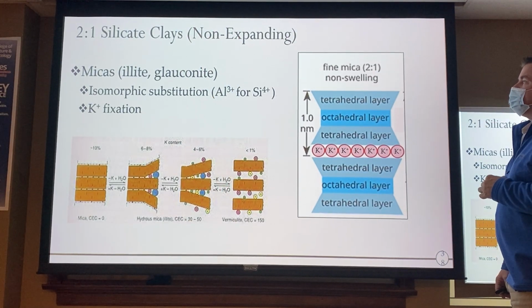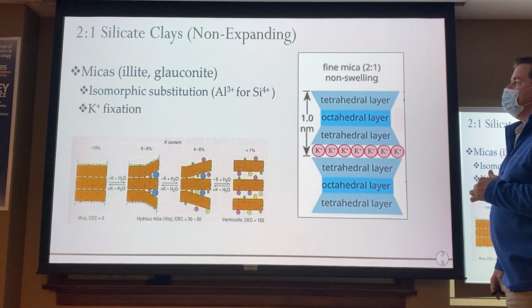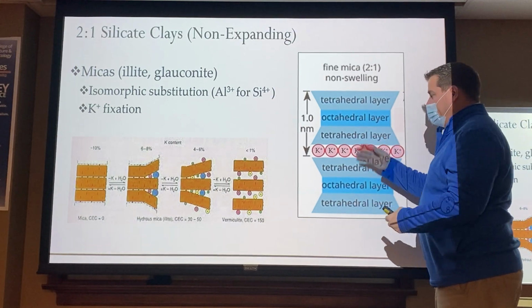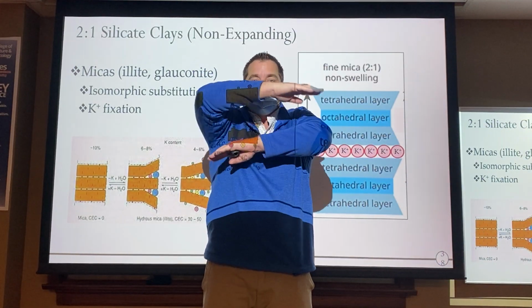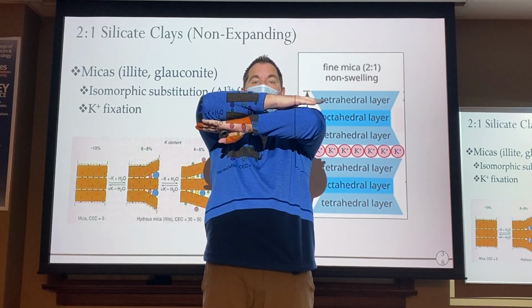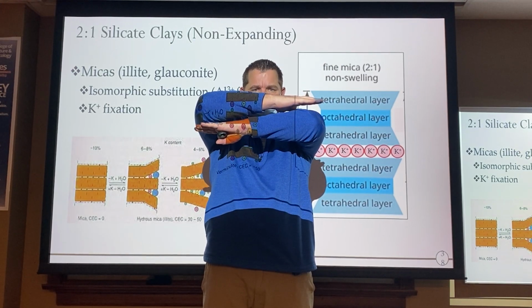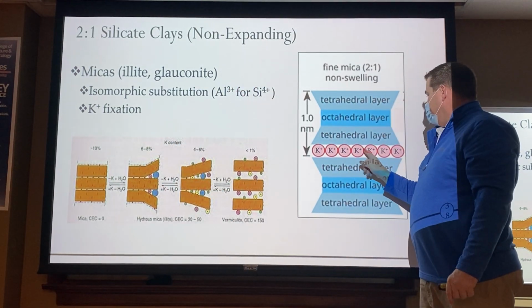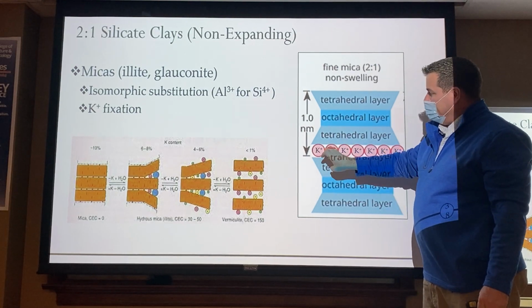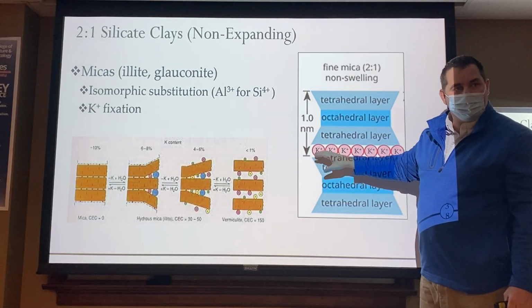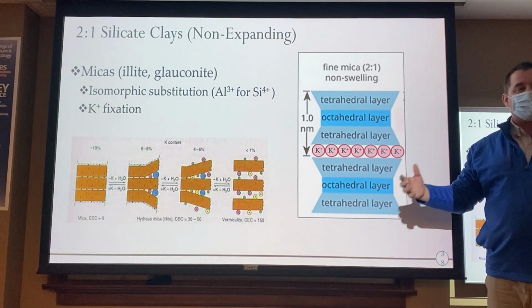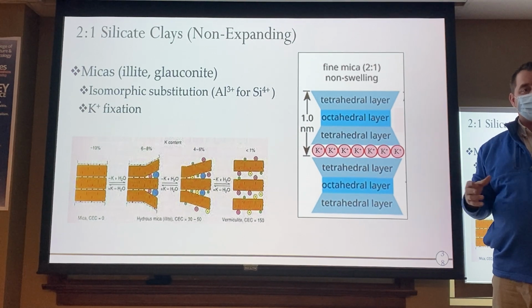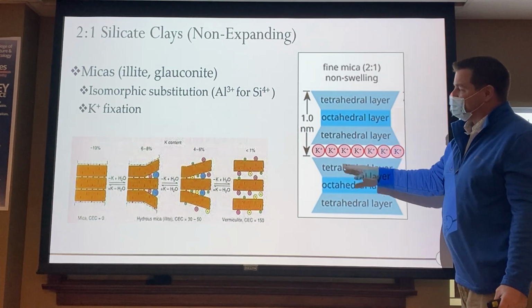One important type of non-expanding silicate clay is the micas, such as illite. What happens is we have a 2-to-1 on top of a 2-to-1. Water enters and does open that up just a little bit, and potassium then enters into that little space, and when it dries, boom, the potassium gets fixed in there. Potassium and ammonium are both about the same size, and so you can also have some ammonium fixation in these types of soils.